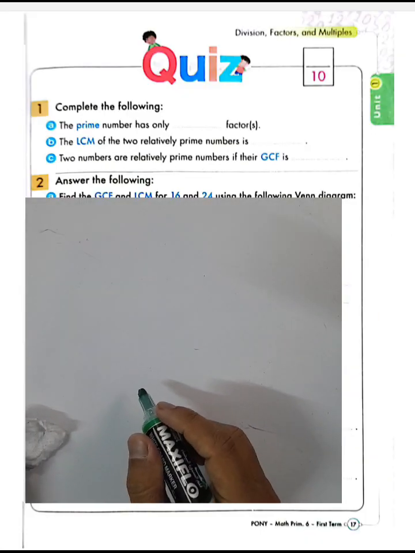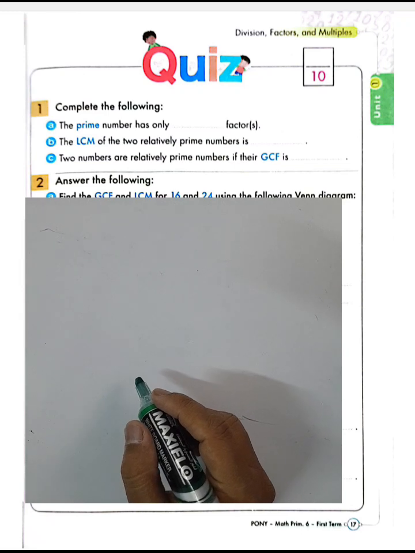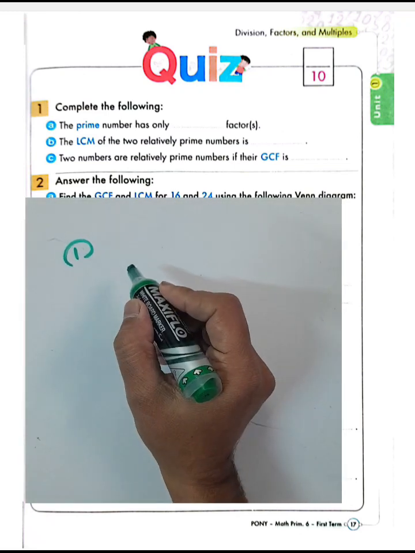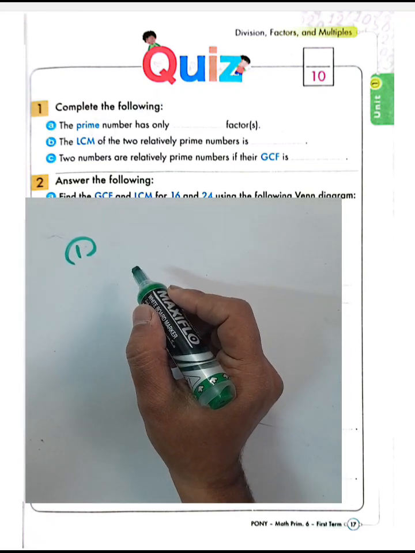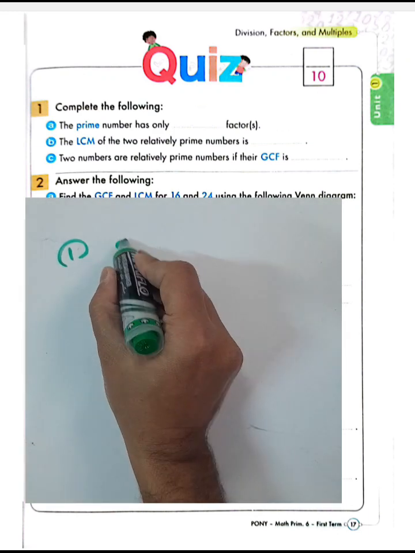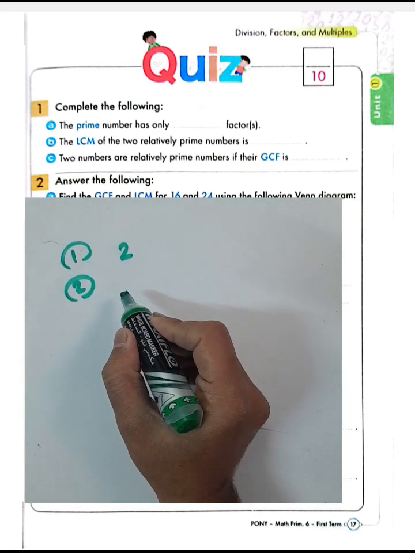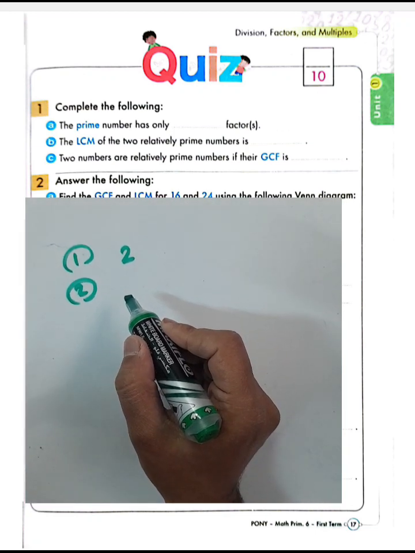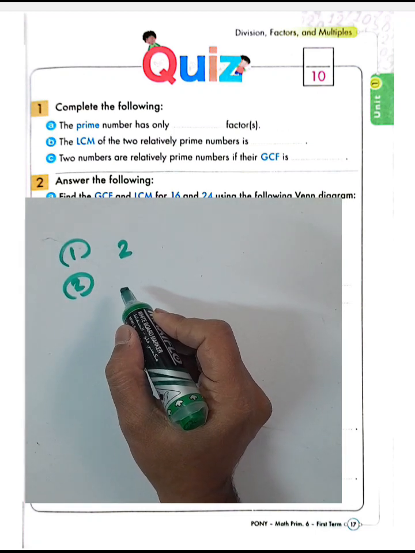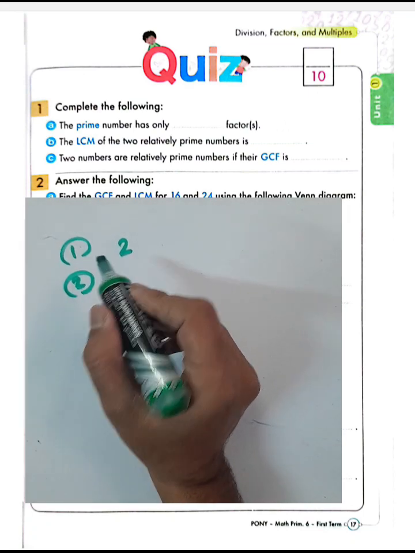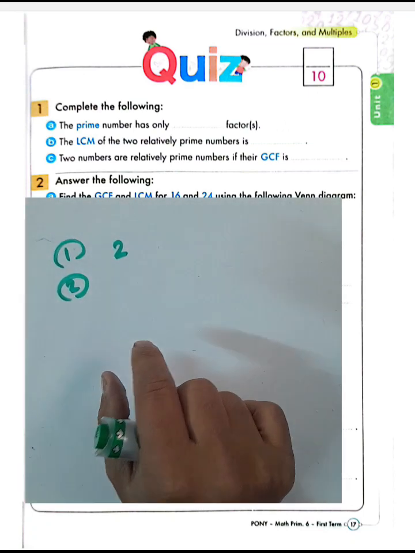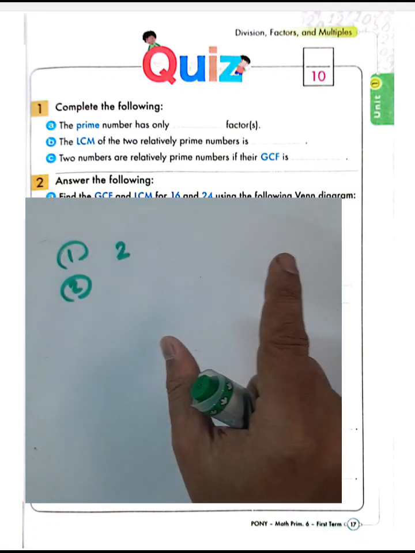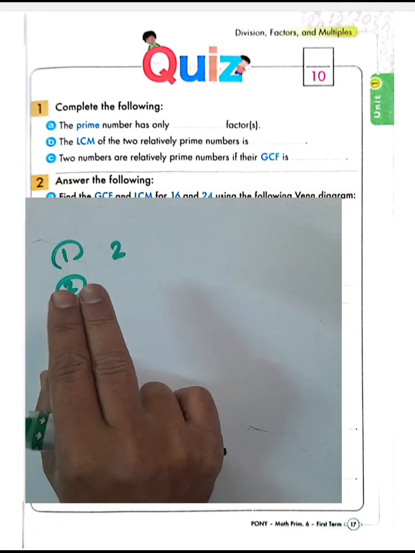Look at question number 1. Complete the following. The prime number has only 2 factors. Because any prime number has only 2 factors, it can be divided by itself and 1 only, such as 2, 3, 5, 7, and so on. The first factor will be itself, and the second factor will be 1. Such as 2, it can be divided by 2 and 1 only.